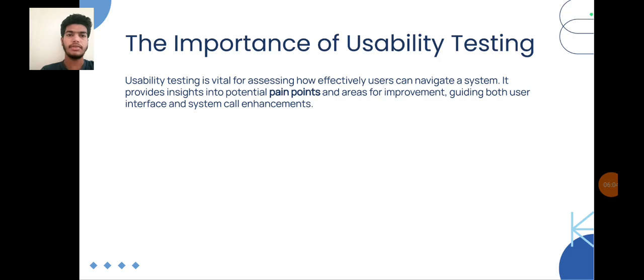Next is the importance of usability testing. Usability testing is vital for assessing how effectively users can navigate a system. It provides insights into potential pain points and areas for improvement, guiding both user interface and system call enhancement.